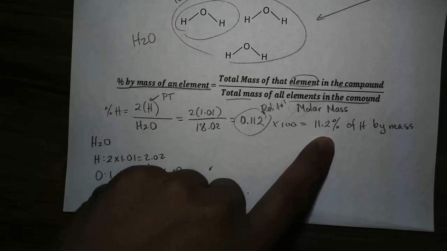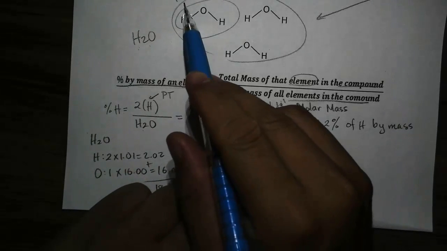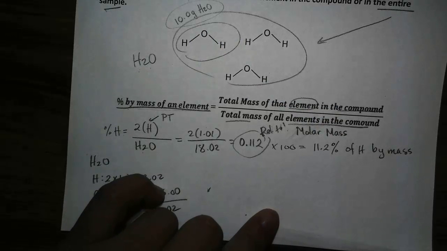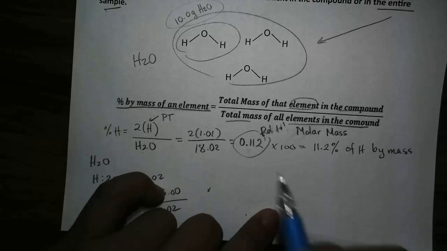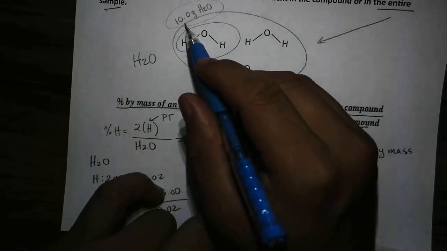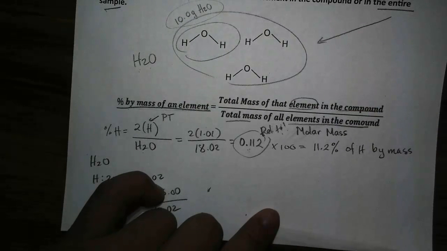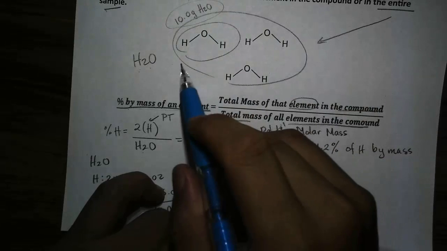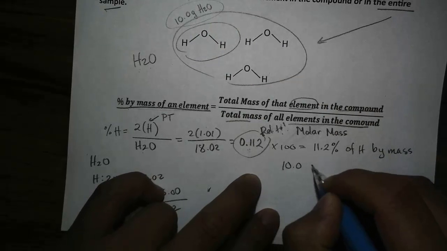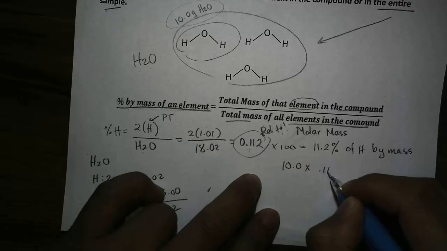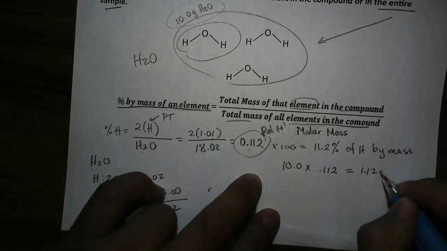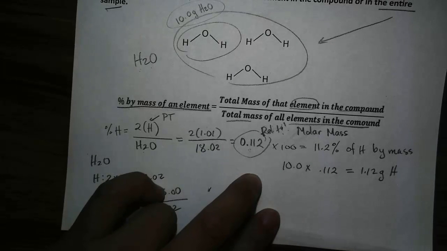So how is that important? If we look at the example together as a whole, this sample is 10 grams of water. By using the application of percentage, we can take this relative to 1, times the entire sample, and that gives us the mass of hydrogen in this 10-gram sample. For example, we take 10.0 times 0.112, gives us 1.12 grams of hydrogen in that sample.